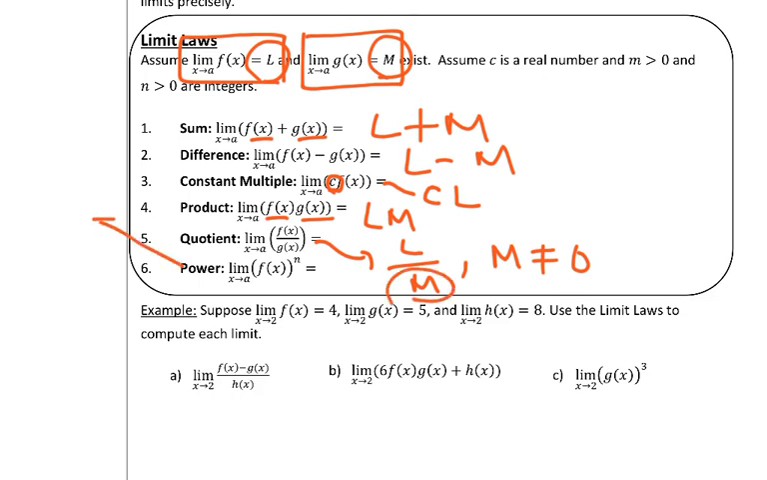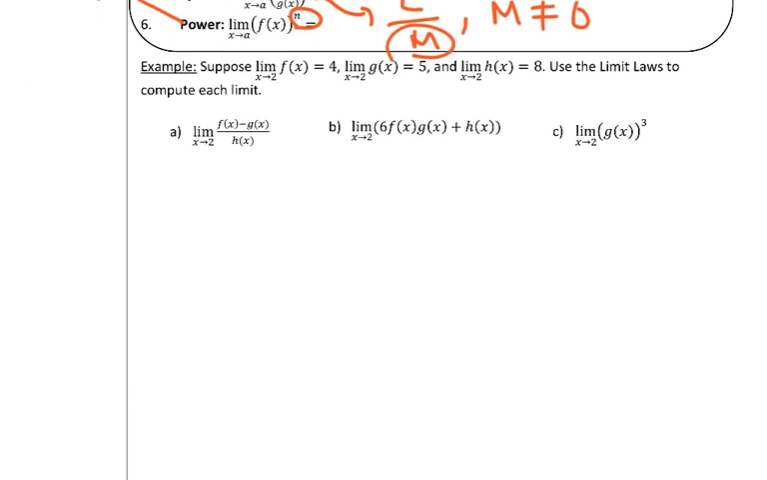And then for the power law, this is the same thing as the limit as x approaches a of f of x, the whole thing raised to the n power. So that would be L, as it's defined here, to the n power. Okay? It seems harder than it is. It's just a lot of writing and notation, but let's dive into a couple examples here and you'll see how we can use them.